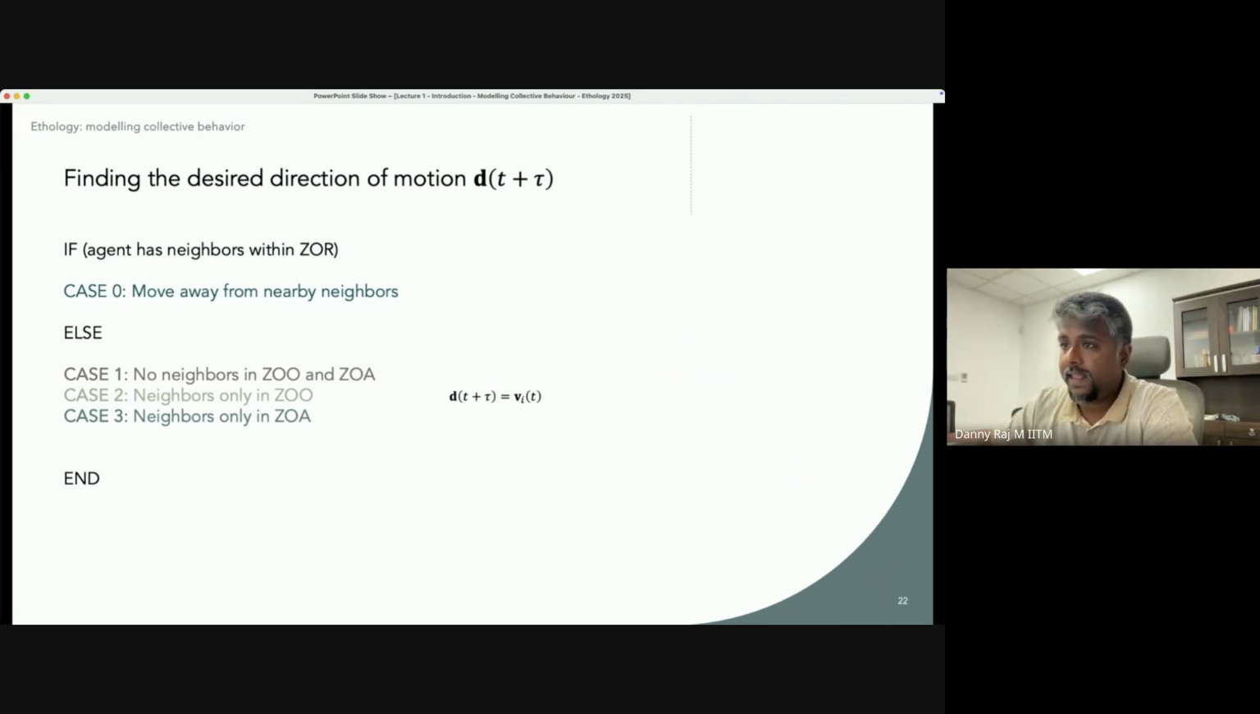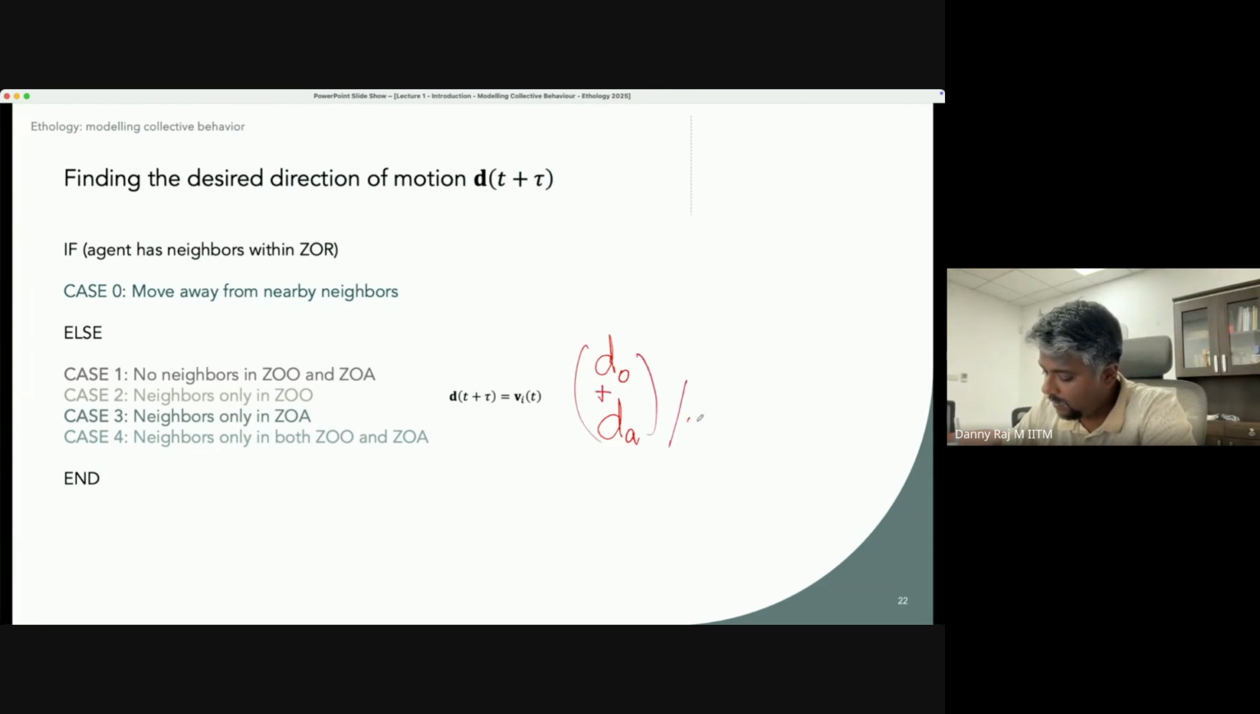All right. And then comes the case where there are neighbors both in, this is most likely the case in our simulations, where there are both in orientation and in attraction. In which case, what do you do? You find DO, which is orientation, then you find DA, which is attraction, and then you simply add them together and take the average. All right. So this is the Couzin model.